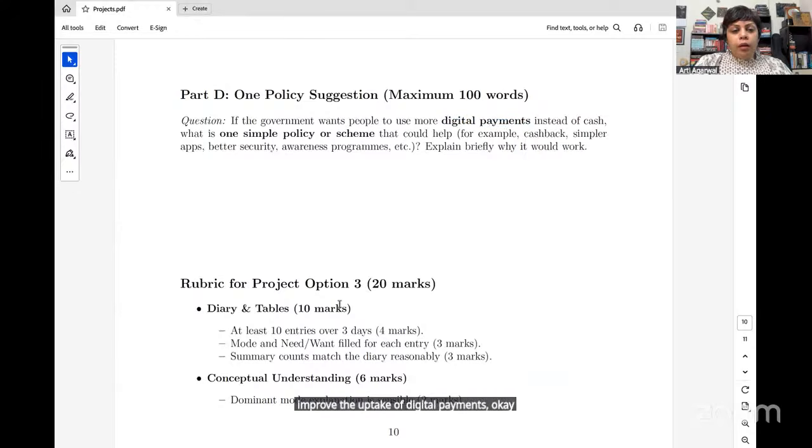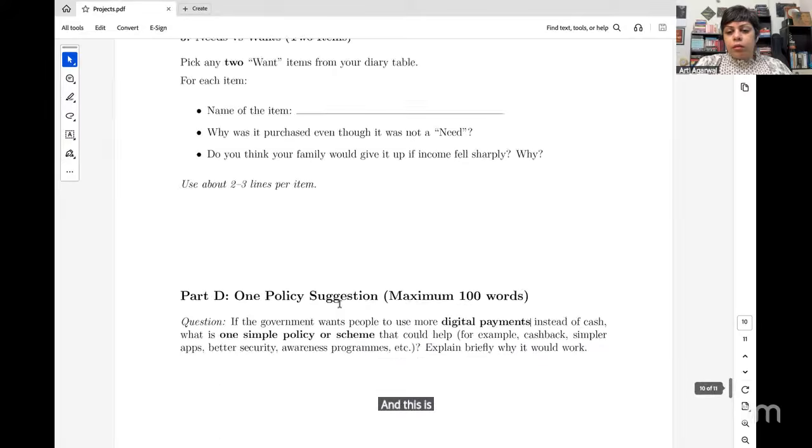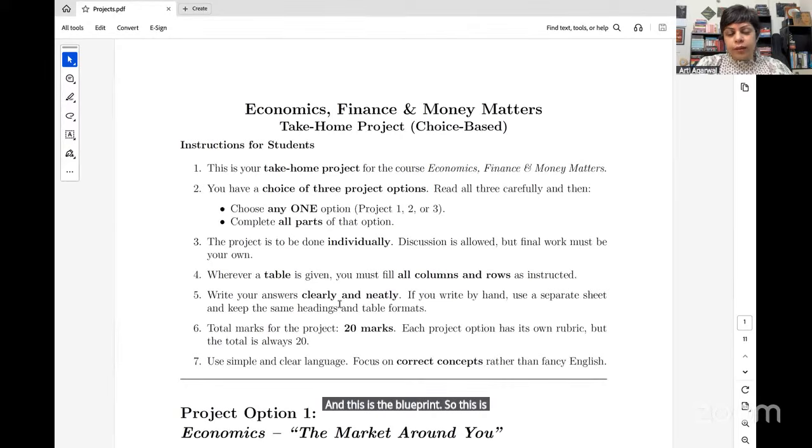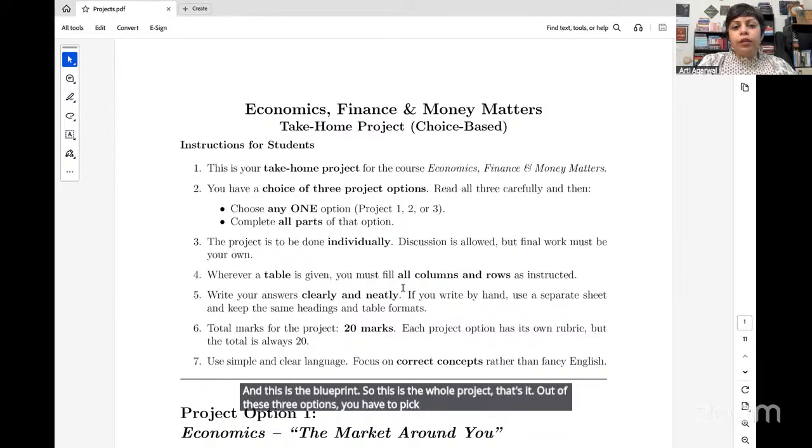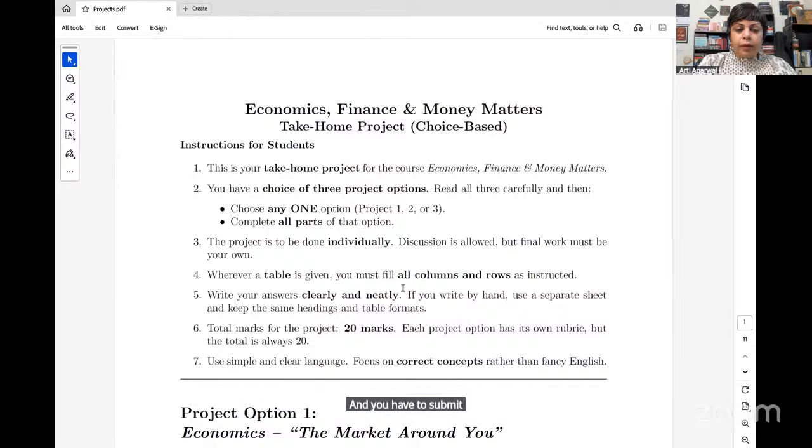Okay. And this is the rubric. So this is the whole project. That's it. Out of these 3 options, you have to pick any one and you have to submit the answer as a PDF file. So any questions so far?